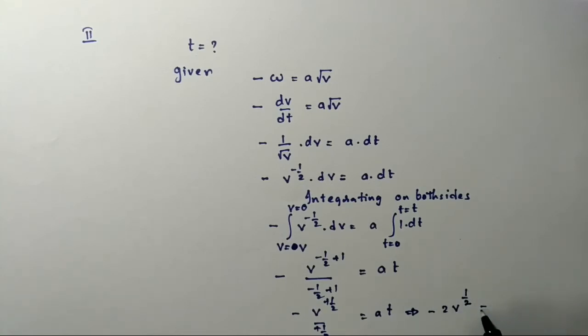And t is equal to, time will never be negative, hence I am taking the modulus of the time, hence 2 root v divided by a. This is your final answer.